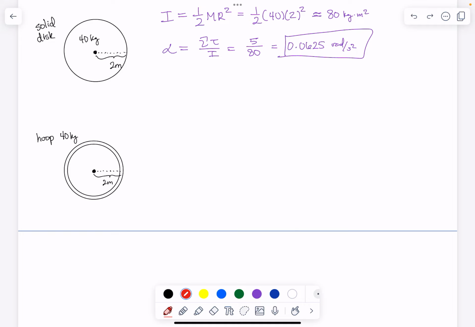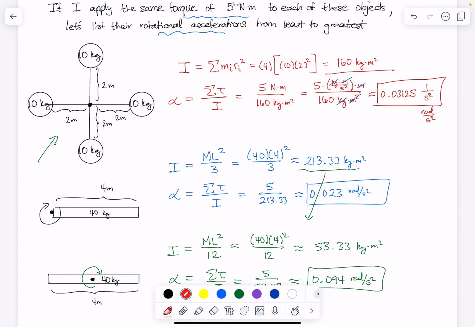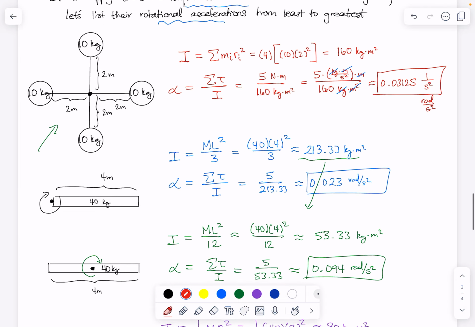Let's see. Rotational inertia for a hoop is just mr squared, right? So this would be 40 times 2 squared. We get 40 times 4. That's 160 kilograms times meters squared. Wait a second. That's exactly what we got up here. Interesting, interesting. Okay. And so that means the alpha is actually going to be the exact same thing, right? Because we have the same torque, same rotational inertia.